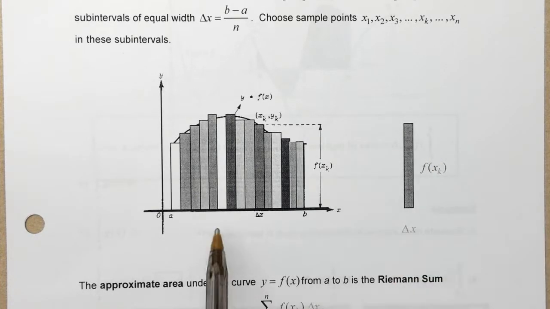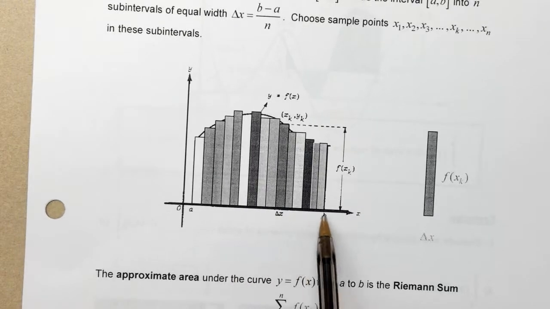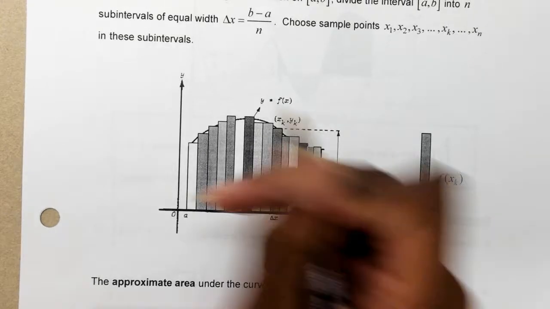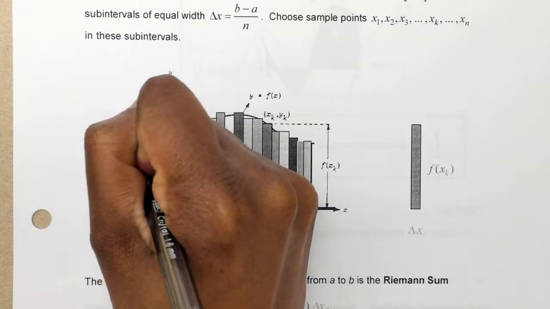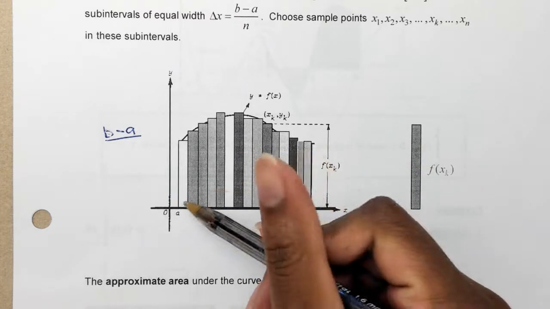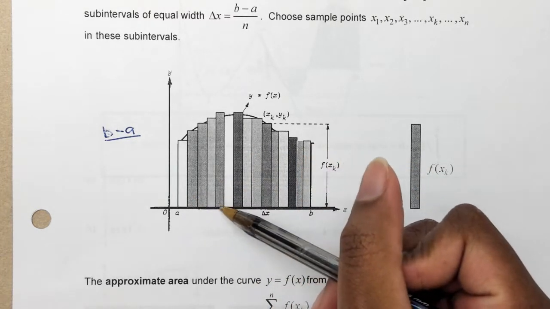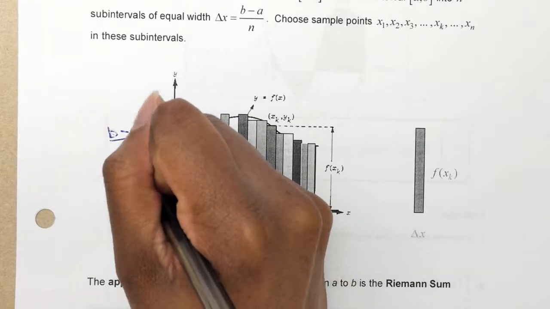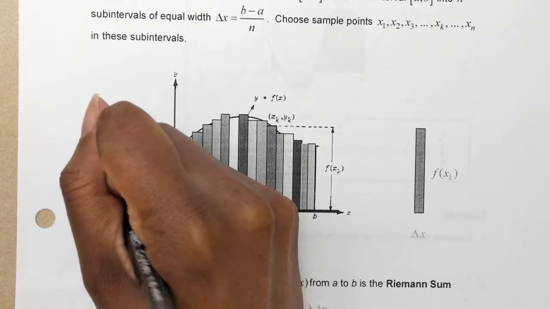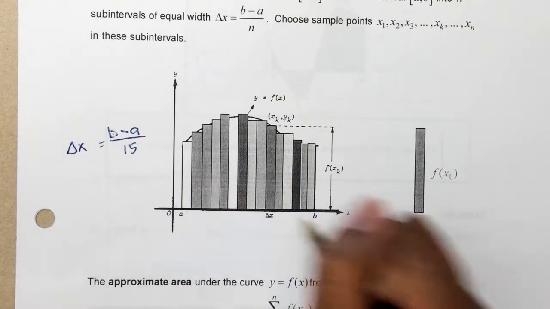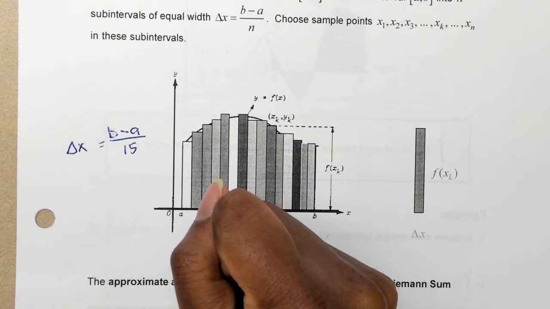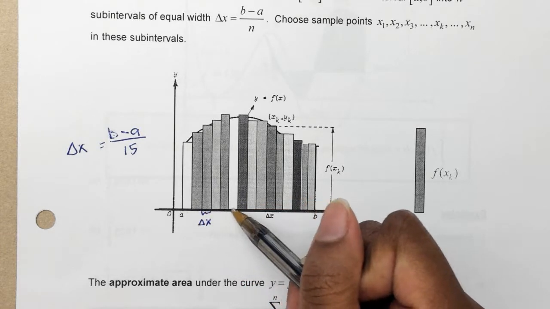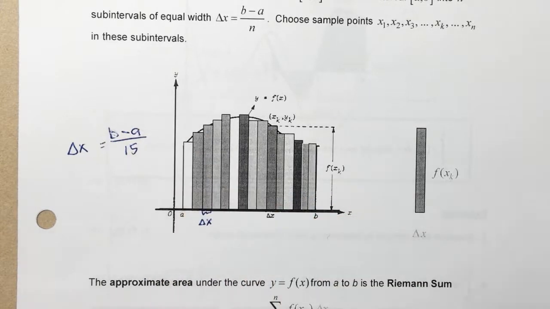So here we have some distance from a to b. If we want each subinterval to be exactly the same, then we would take b minus a, divide by however many subintervals we want. In this case, we have 1, 2, 3, 4, 5, 6, 7, 8, 9, 10, 11, 12, 13, 14, 15. So we took that and divided it by 15, and that gave us some change in x, which is the space for our base. Right, so each one of these rectangles has a base of whatever this number was.